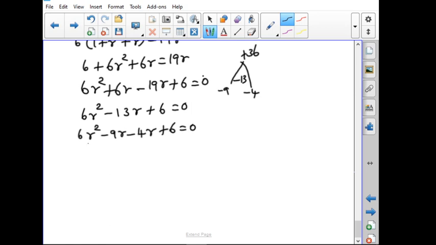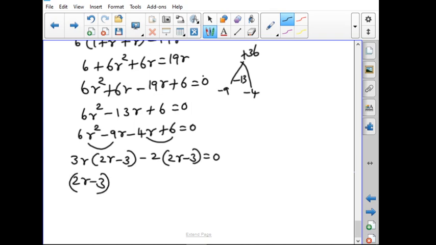So, you have to consider the first two terms, next the second two terms. Here R will be common, and 6 and 9, 3 will be common. So, taking out 3R, we get 2R minus 3. Next, take out 4R into plus 6. R is not common, so you have to take out 2. So, 2 into 2R minus 3 equal to 0. Again, 2R minus 3 is common. So, you take it out. The remaining is what? 3R minus 2 equal to 0.